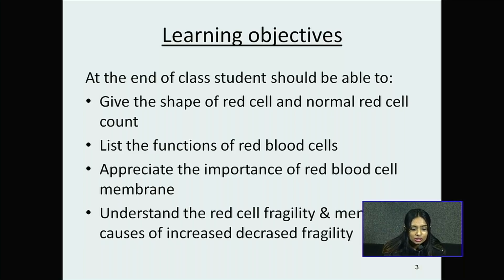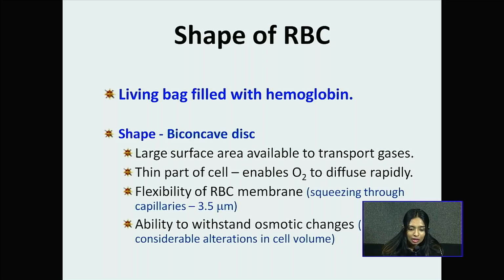The learning objectives: at the end of the class, students should be able to give the shape of red cell and normal red cell count, list the functions of red cells, appreciate the importance of red blood cell membrane, understand the red cell fragility, and mention the causes of increased and decreased fragility. Now, coming to the shape of RBCs.